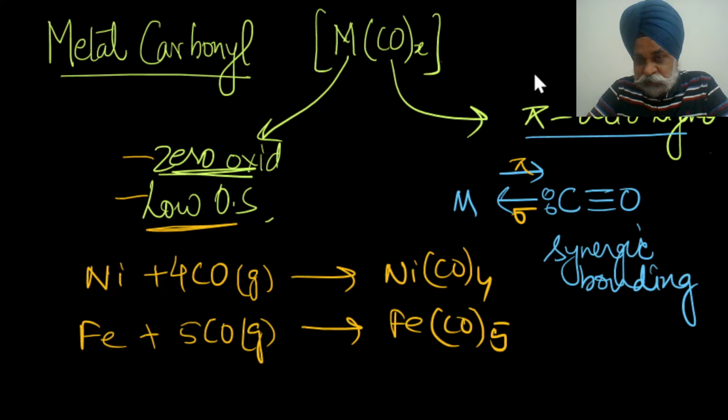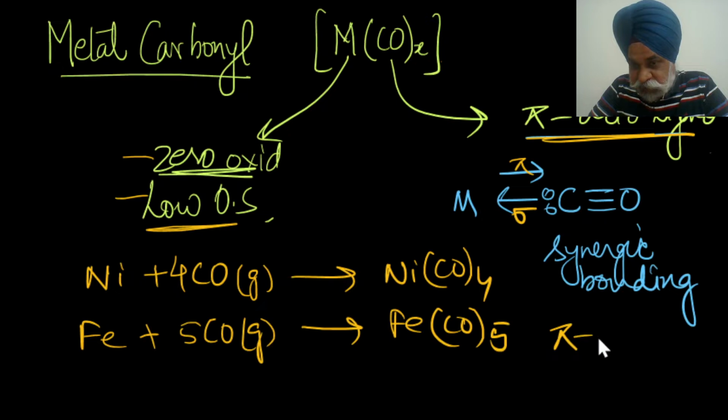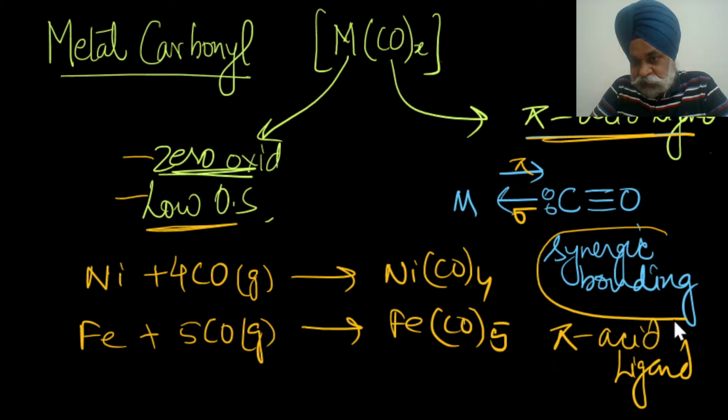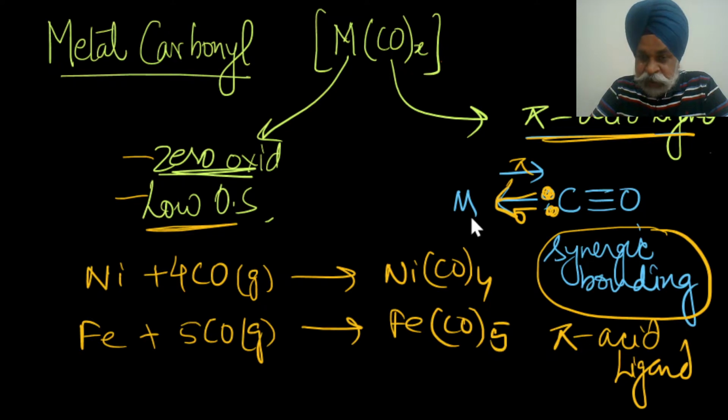The second thing, which is very important from the bonding aspect, is that carbon monoxide can be said to be a pi acid ligand. So they involve a special type of bonding, which we call synergic bonding. Carbon monoxide, having a lone pair, forms a coordinate bond with the metal. The metal has a vacant d orbital, and also a filled d orbital because of the pairing caused by the strong field ligand nature of carbon monoxide. So the metal gives back electron density into the pi star molecular orbital of carbon monoxide.